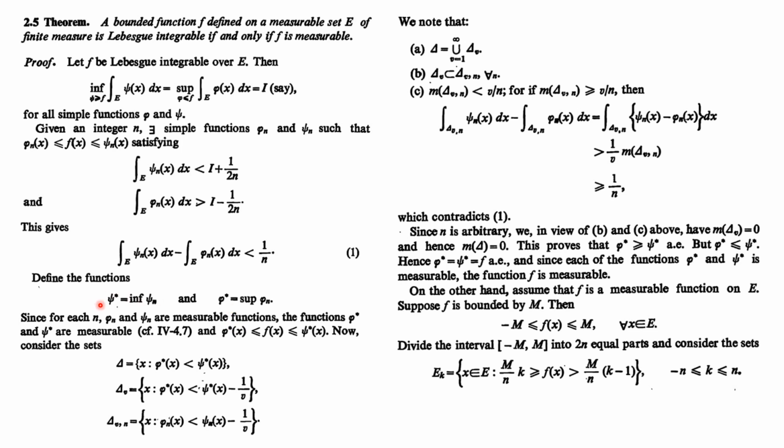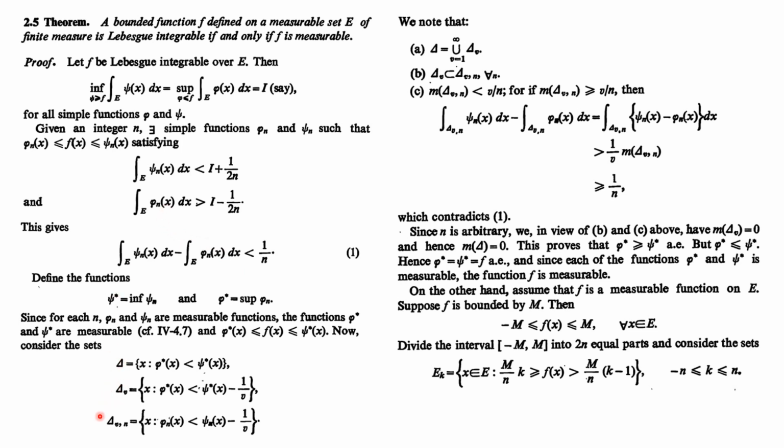Now we define the functions psi star and phi star. Psi star is the infimum of all these psi n and phi star is the supremum of the phi n. Since we know that simple functions are always measurable, each phi n and psi n is measurable. Again, max of two, minimum of two, supremum of a sequence of functions, all are measurable. So phi star and psi star are also measurable functions. And they also satisfy this inequality because this inequality holds for each n, so it is true for the supremum and infimum also.